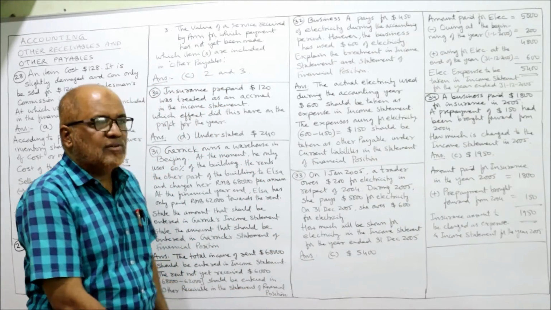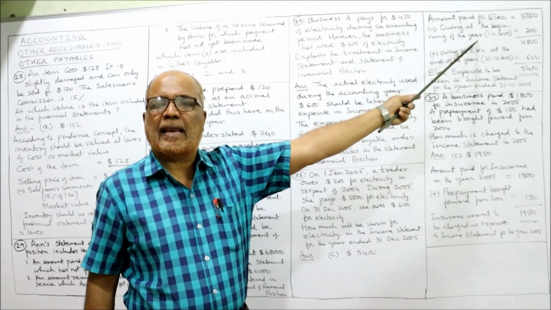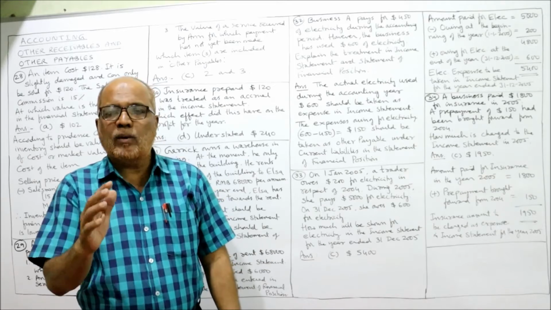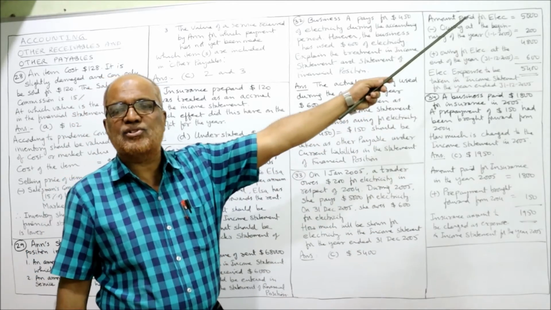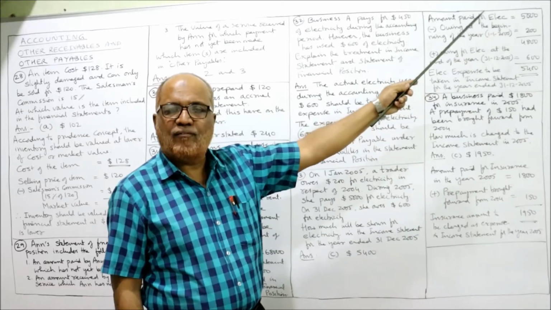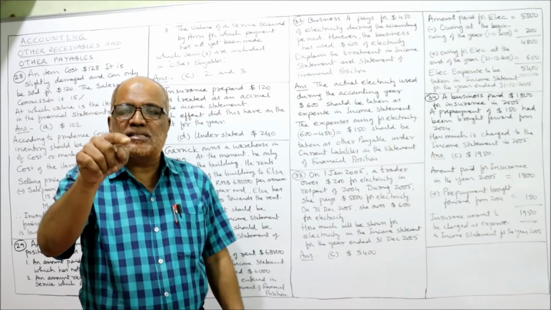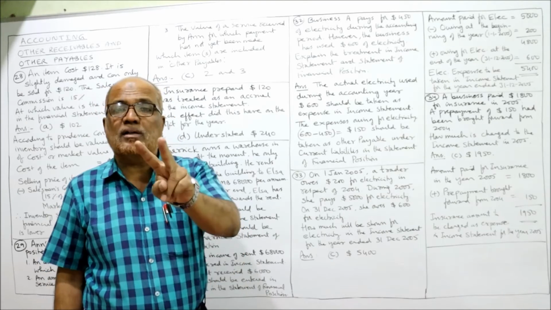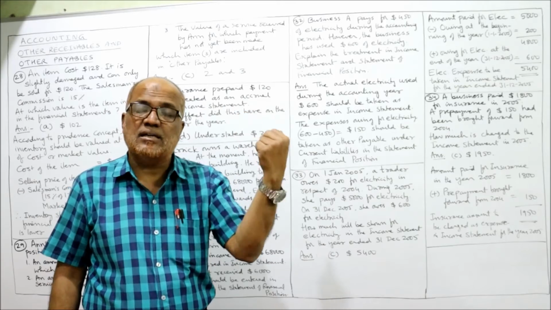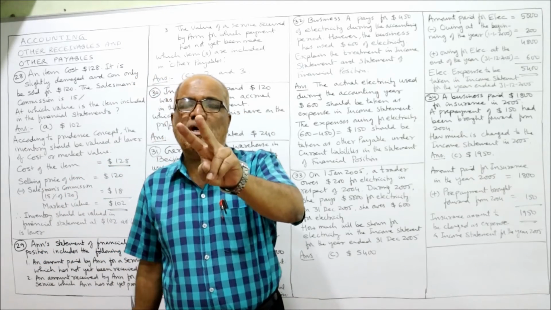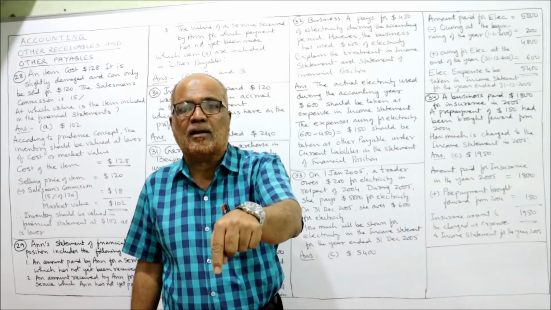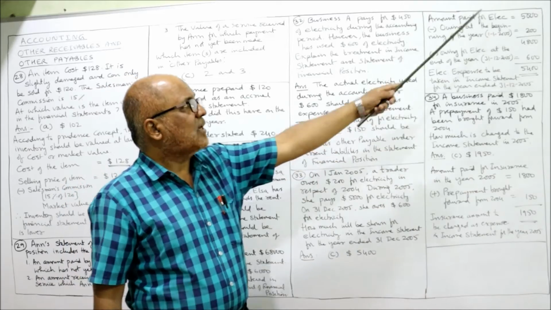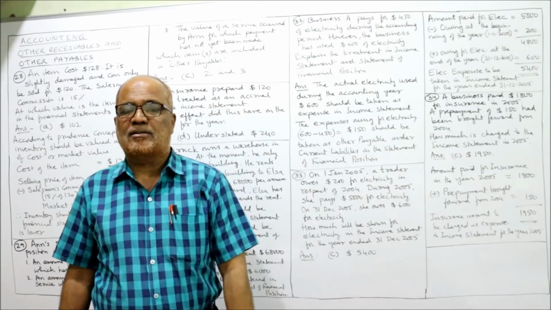So how did we get this 5,400? Here I have given the complete calculations. Amount paid for electricity during the current year: during the current year, $5,000 electricity bill was paid. Now from this, deduct the electricity owing at the beginning of the year. At the beginning of the year, $200 was owing for the last year, 2004. So this $200 does not belong to the current year. It is of the last year, 2004. So deduct: 5,000 minus 200, 4,800.